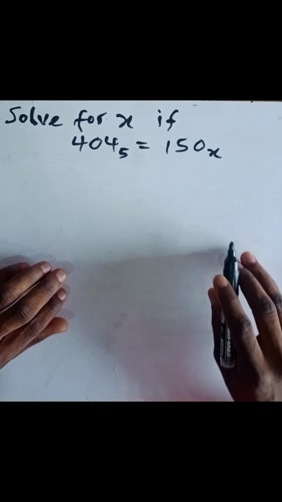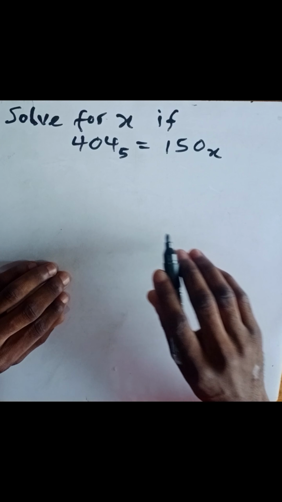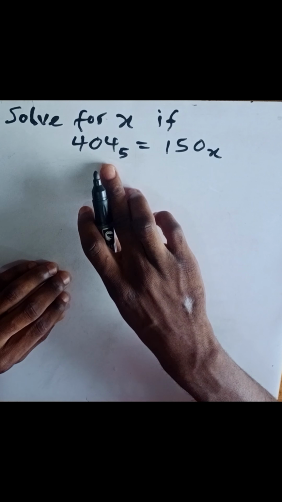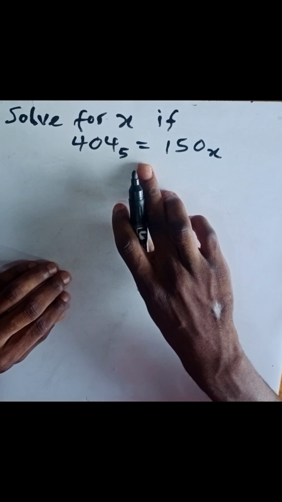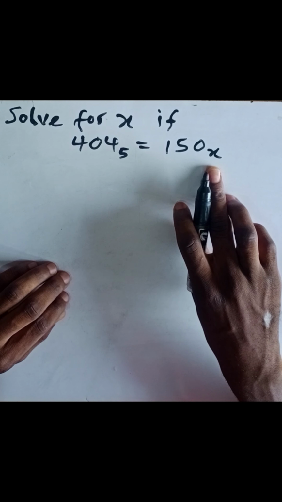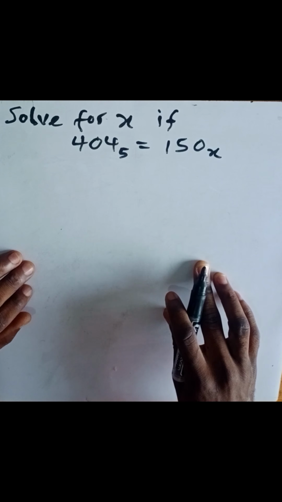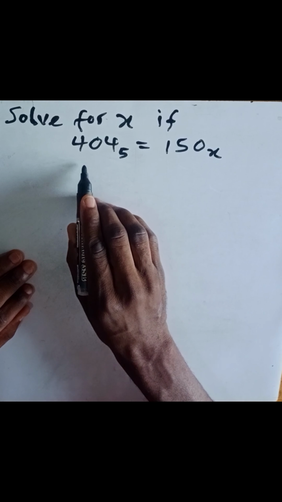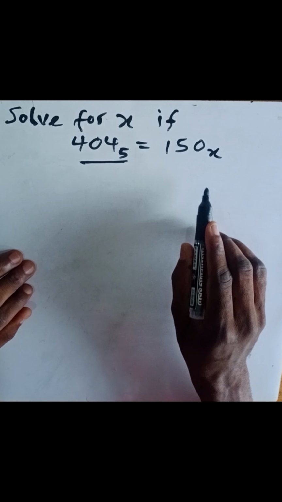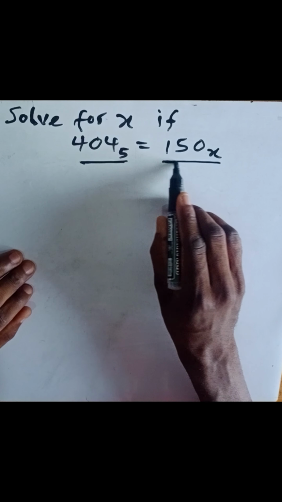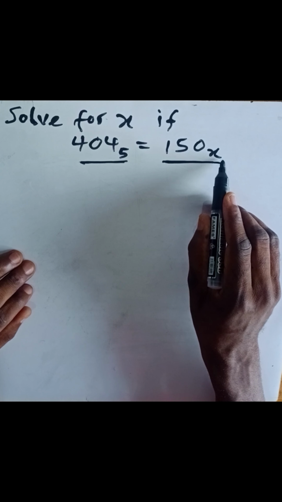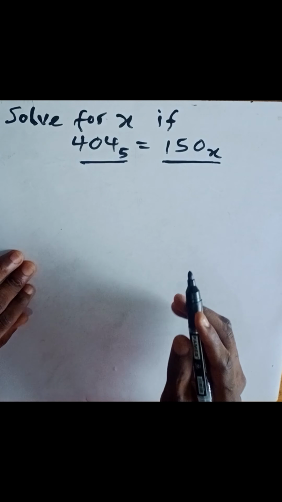This is another question before us. The question says: solve for x if 404 base 5 is equal to 150 base x. It means that this particular number in base 5 is equivalent to this 150 in a base number system which we don't know, right?